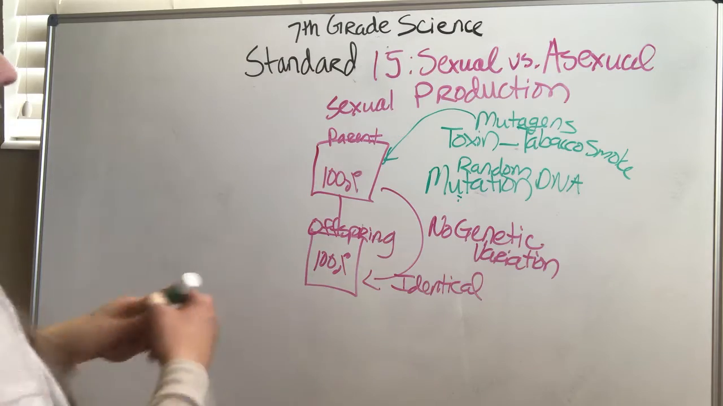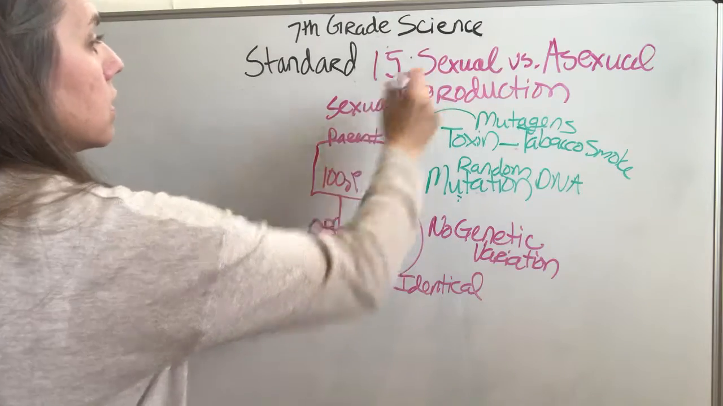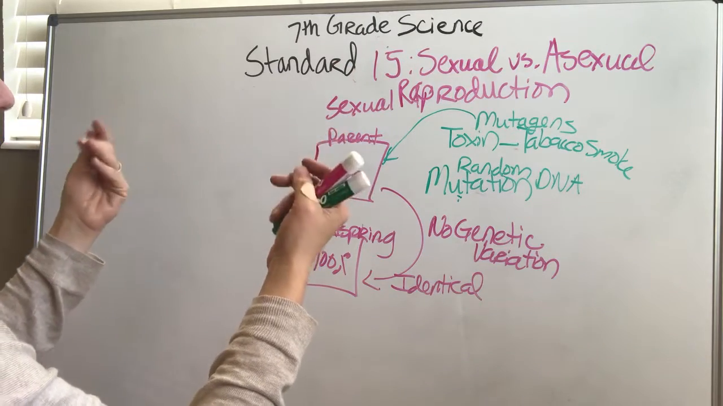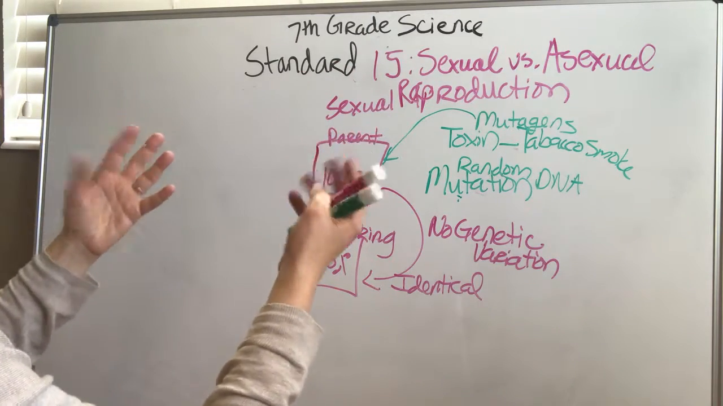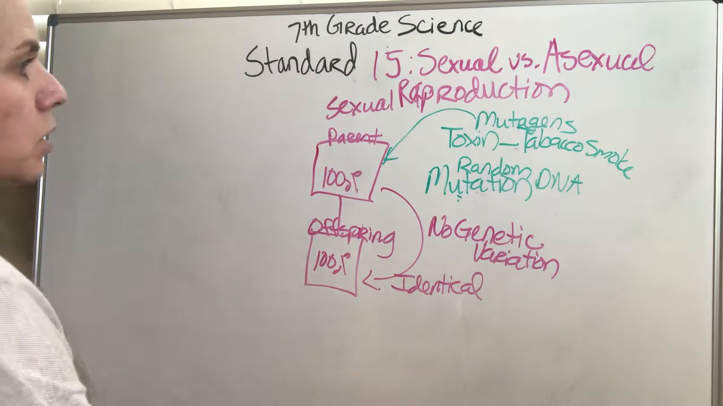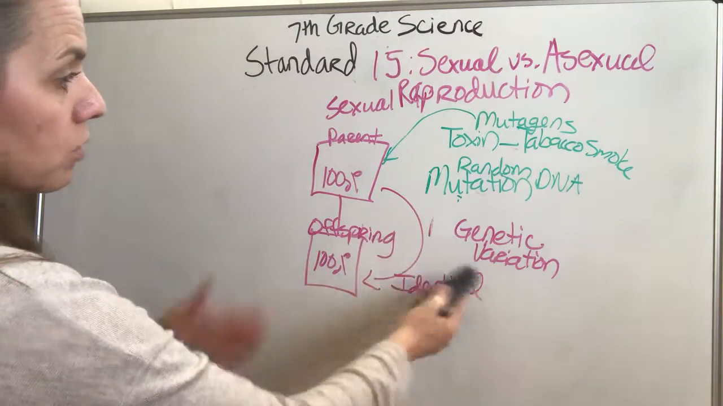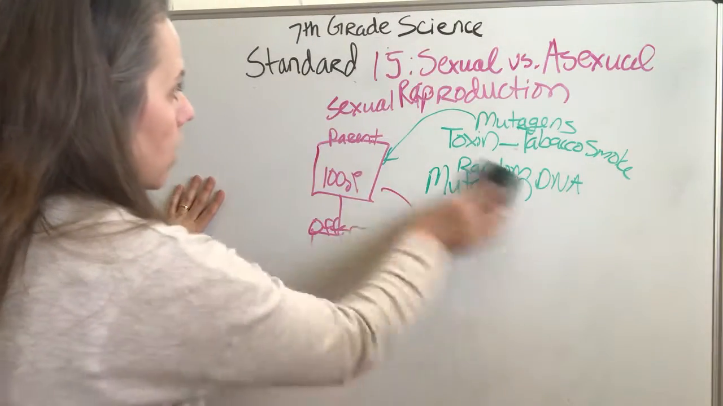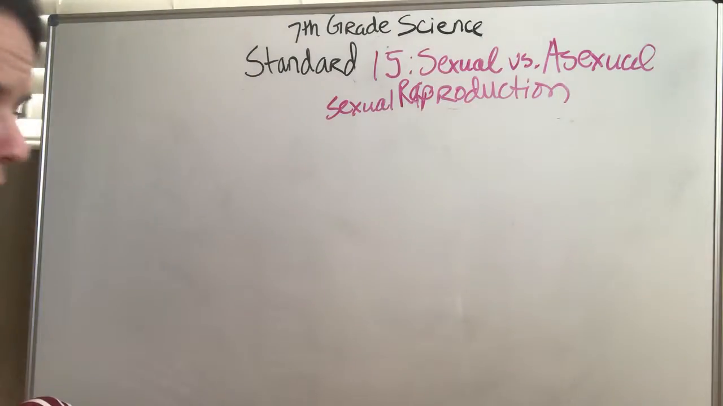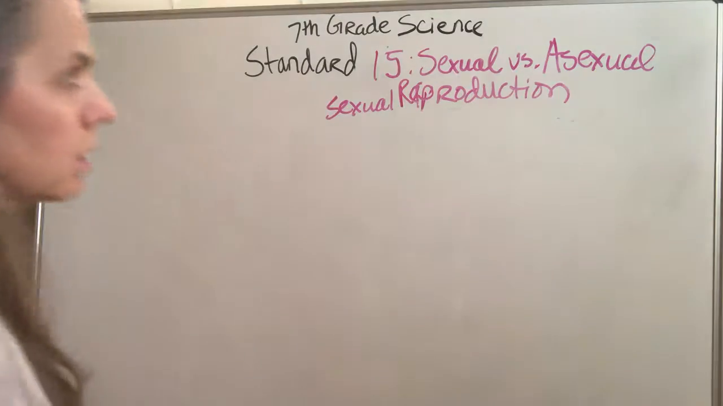Because, I didn't even write "re" up there. Reproduction. Because sexual reproduction obviously has two parents, and we've got two different types of DNA, and if that keeps happening from generation to generation, we can see how random DNA mutations, or just genetic variation in general, are going to happen more often than in asexual reproduction. Okay, that's it for Standard 15.